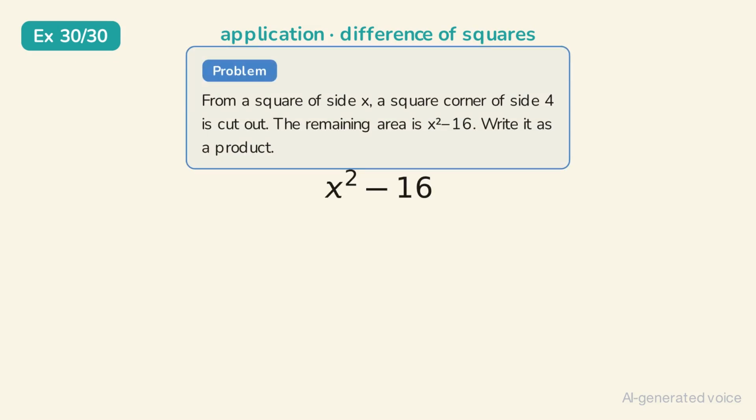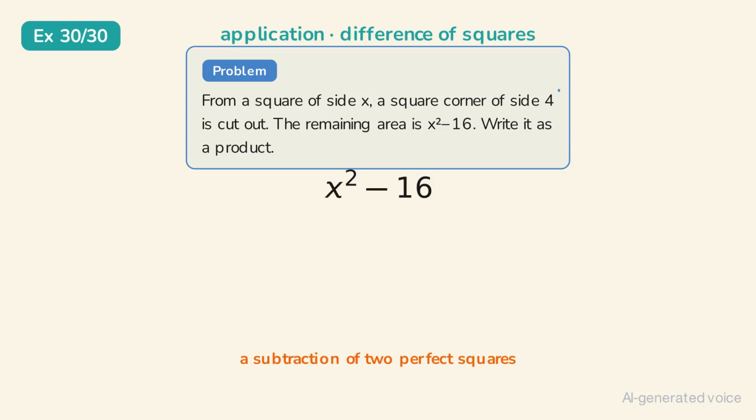And we close the 30 with a beautiful problem. From a large square of side x, we cut a tiny square of side 4 out of one corner. The remaining area is x² minus 16. The task: write the area as a product.